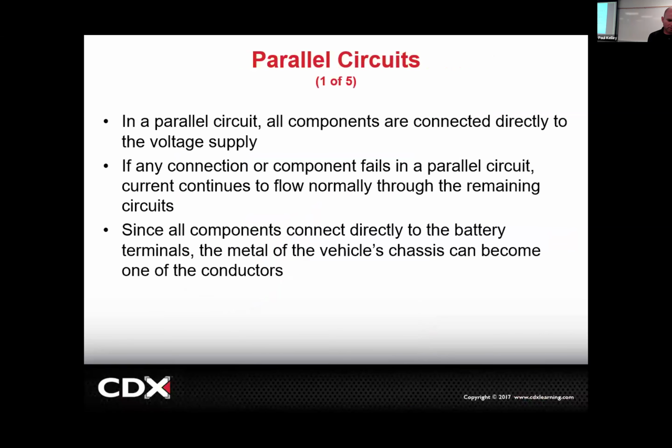Okay, and then we will summarize with parallel and series parallel. They're not really that crazy. I think if you understand series like we talked about, and voltage drops, I don't think this would be that hard. So in a parallel circuit, all the components are connected directly to the voltage supply.